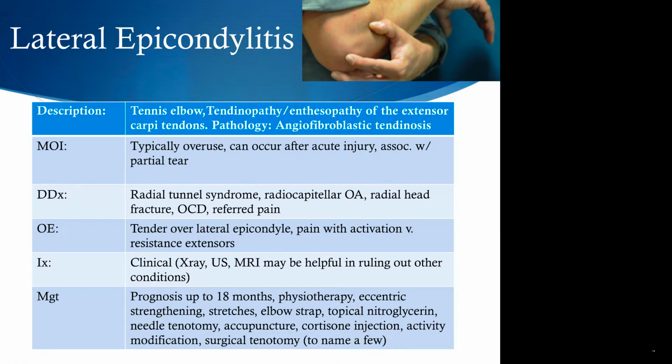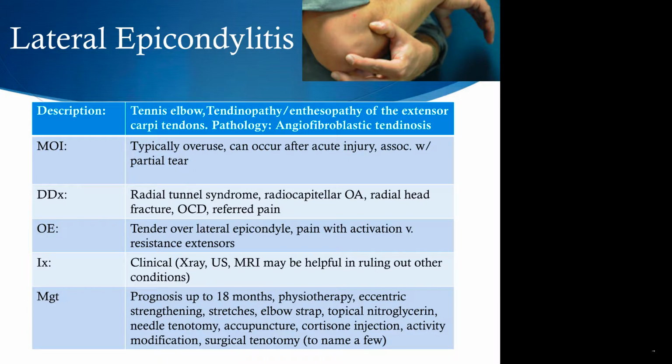First off, we're going to start with one of the commonest conditions that's going to be seen in primary care practice, which is lateral epicondylitis. Most typically it occurs in the middle age or master's athlete. Typically with overuse, it can occur after acute injury and be associated with partial tear. You can also see it in a non-athletic population. There's association with certain rheumatological conditions and diabetes as well.